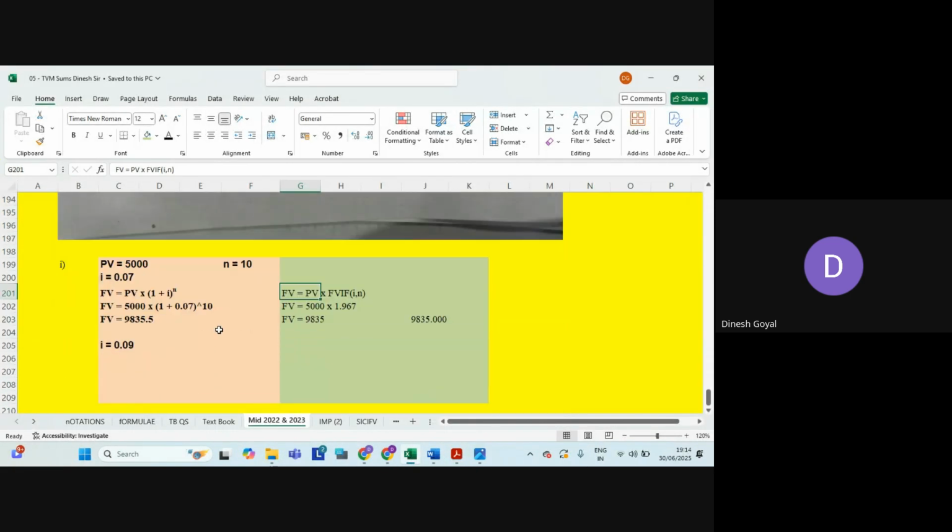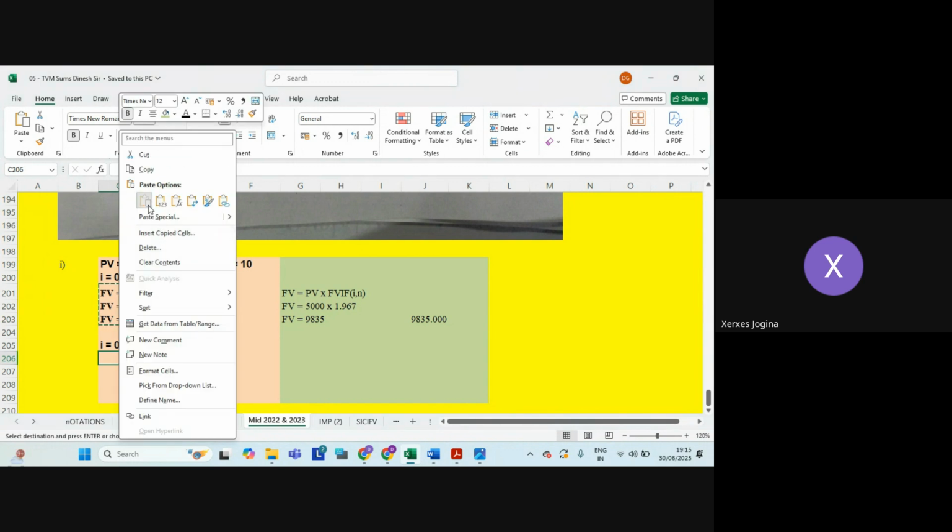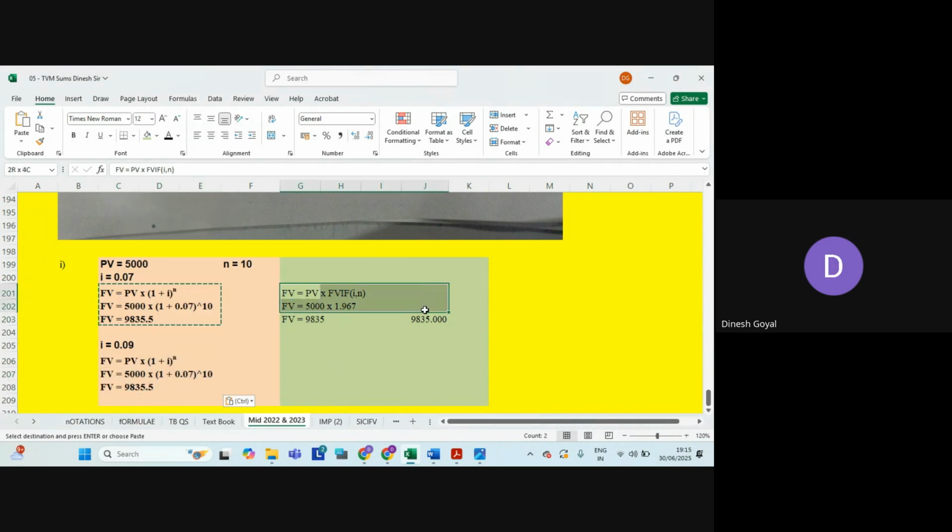How to solve if it is not given, I have also told you. But if it is given, then it's just multiplying, nothing else to do, because the formula is PV into FVIF. We have to write the formula steps, not just write the answer directly. Like this, I have solved it.